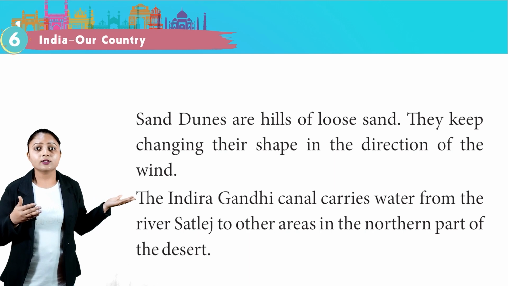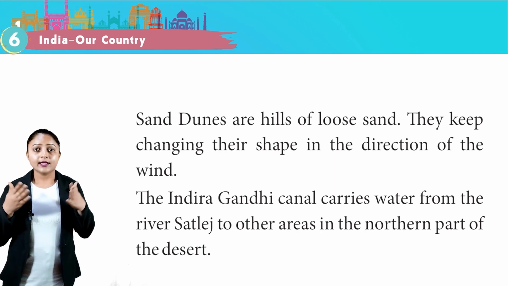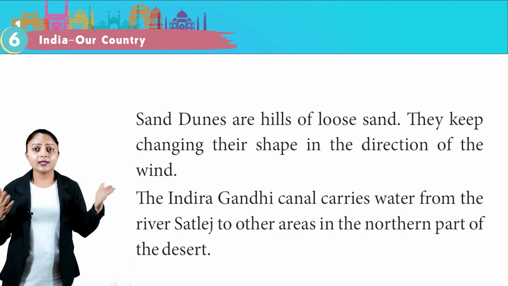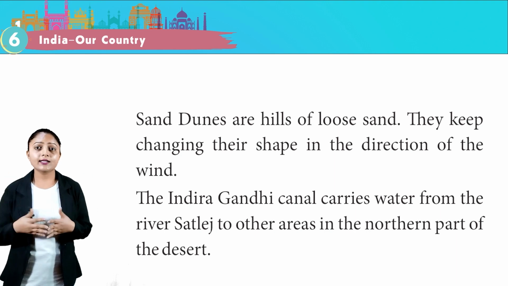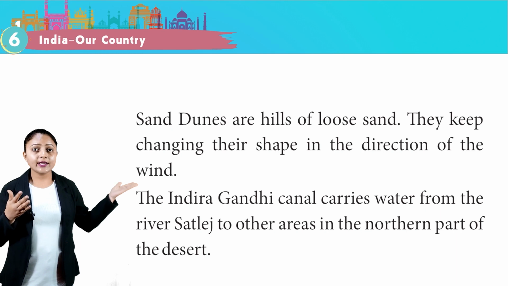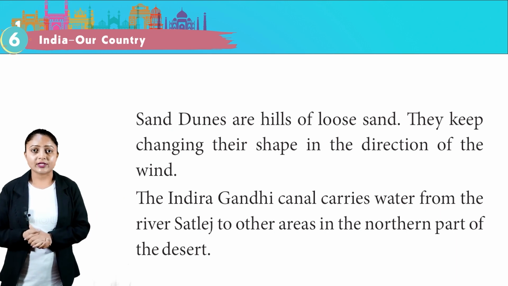Sand dunes are hills of loose sand. They keep changing their shape in the direction of the wind. The Indira Gandhi Canal carries water from the river Satluj to other areas in the northern part of the desert.